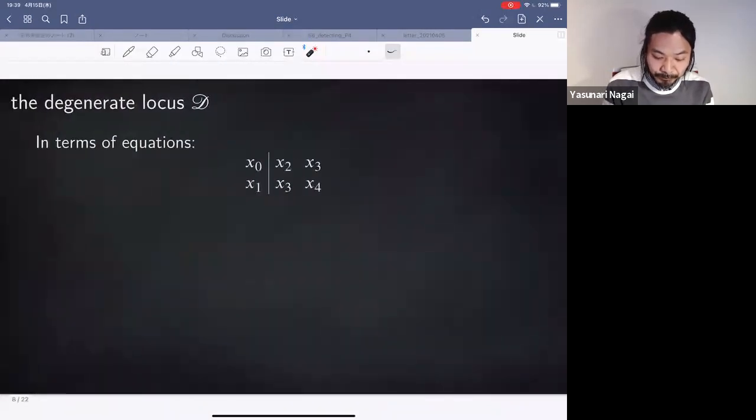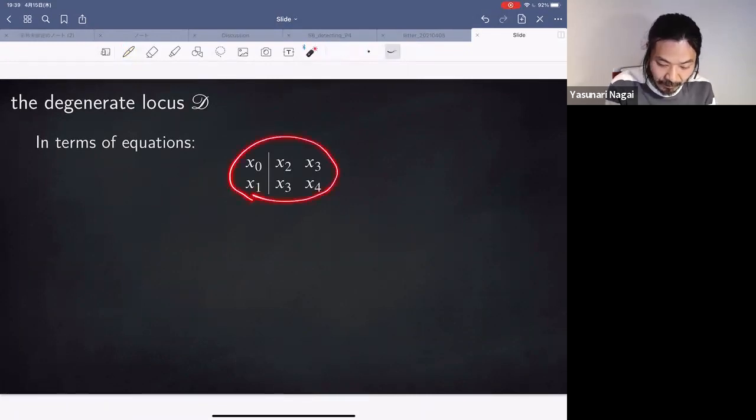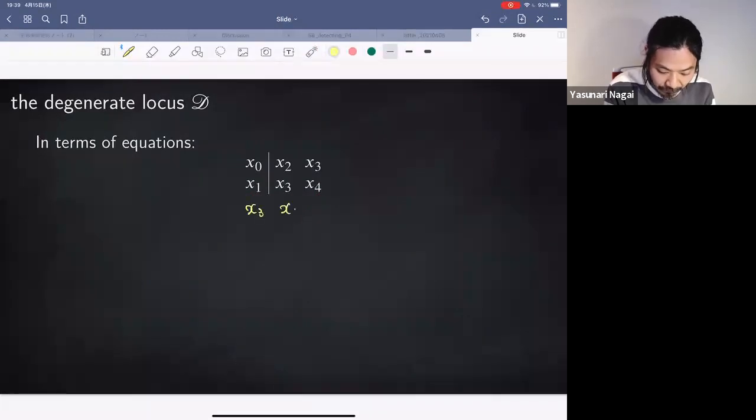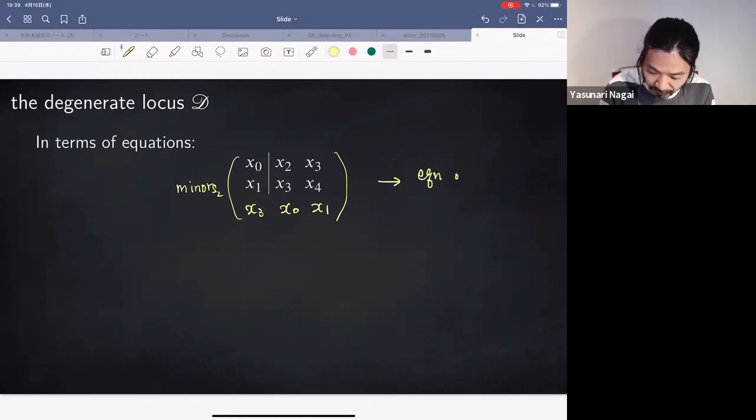Yes, and in terms of equations, it is something like this. So we have the determinantal equation of the cubic scroll here. In our case, we just add one row and take 2 by 2 minors. And this gives the homogeneous equation of the quadratic curve D.